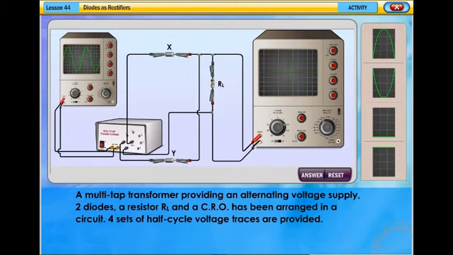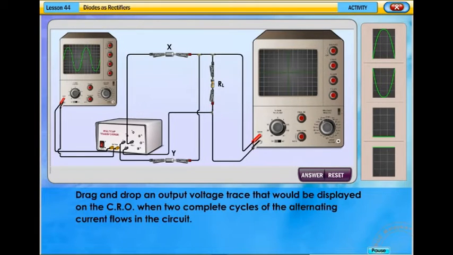A multi-tap transformer providing an alternating voltage supply, 2 diodes, a resistor RL, and a CRO have been arranged in a circuit. 4 sets of half-cycle voltage traces are provided. Drag and drop an output voltage trace that would be displayed on the CRO when 2 complete cycles of the alternating current flows in the circuit. Click on the Answer button to check your answer.